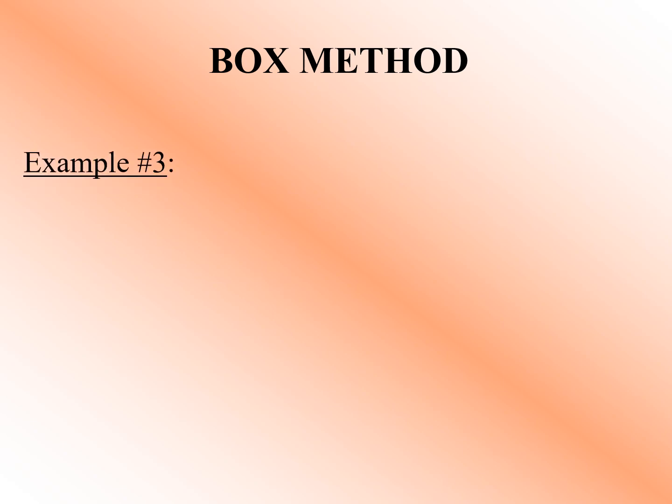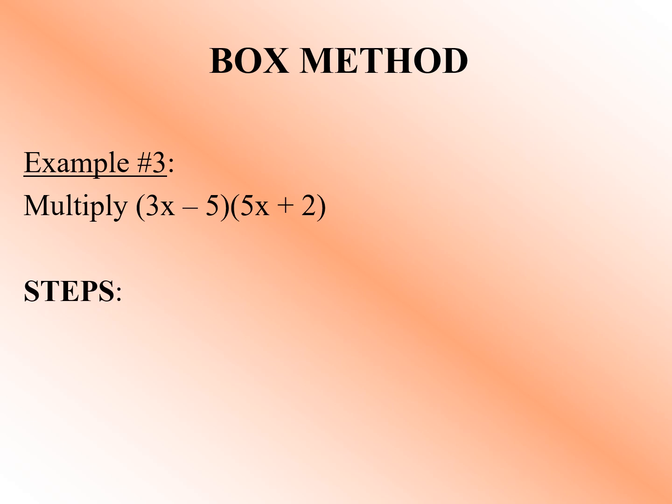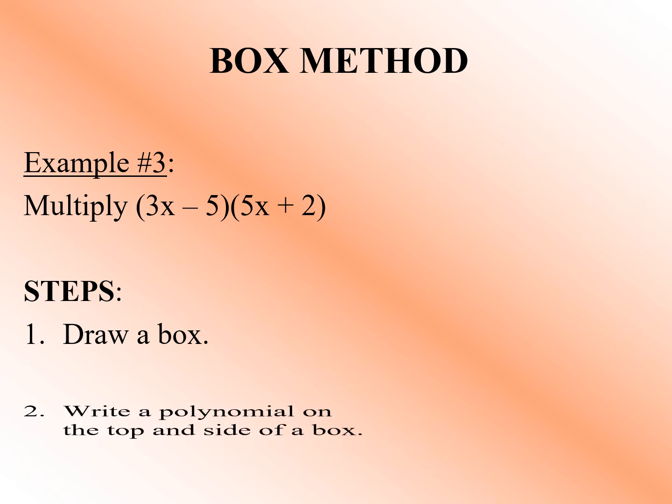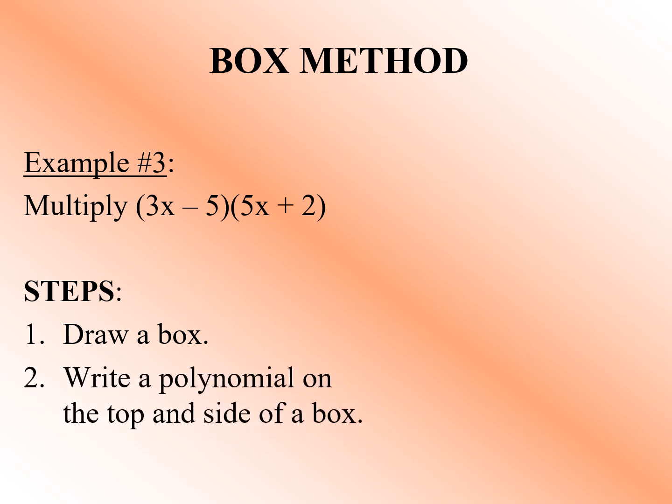I have here a third example: the quantity 3x minus 5 times the quantity 5x plus 2. So we have here the steps in doing the box method. First, we draw a box, of course. And then the second step, we write a polynomial on the top and side of the box.